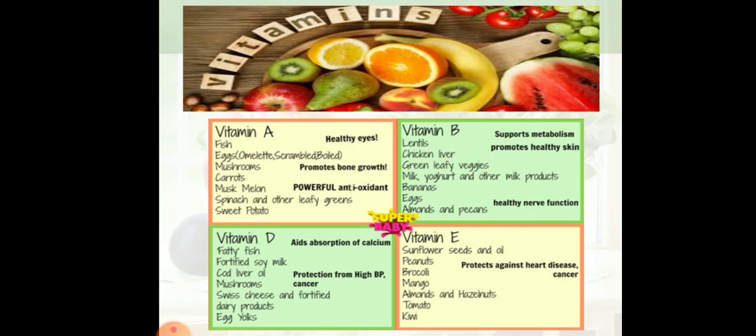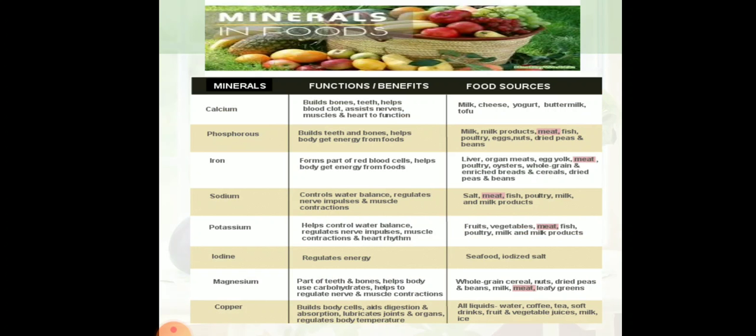Those are the sources of vitamin C. Then there is vitamin D. Cod liver oil, milk, butter, and exposure to sunlight are all sources of vitamin D. And why is it important? Because it makes our bones and teeth strong. And the last one is vitamin E, which is generally obtained from sunflower seeds and oil, peanuts, broccoli, mango, and it protects against heart diseases and cancer.